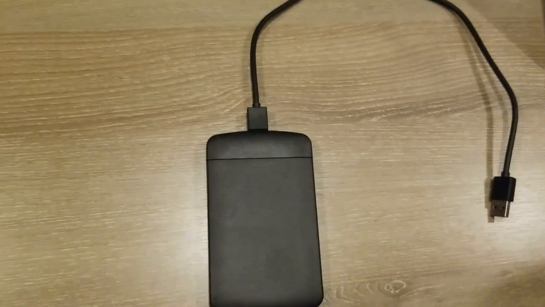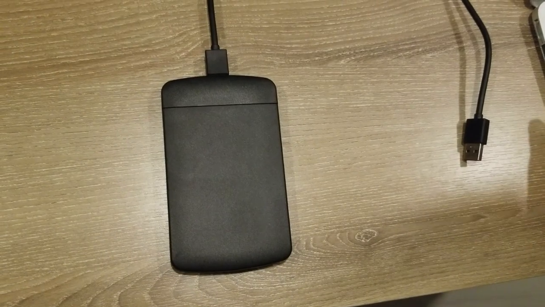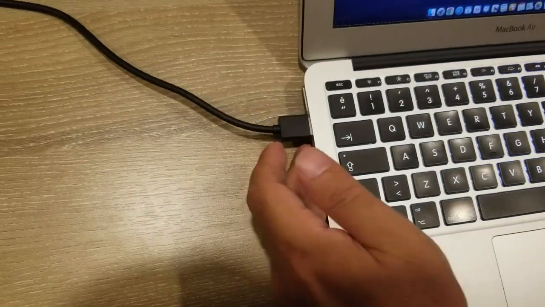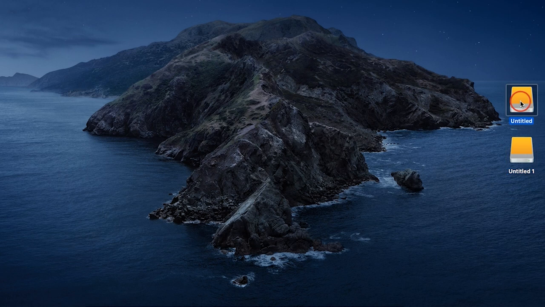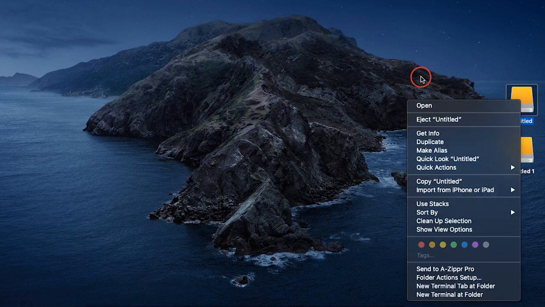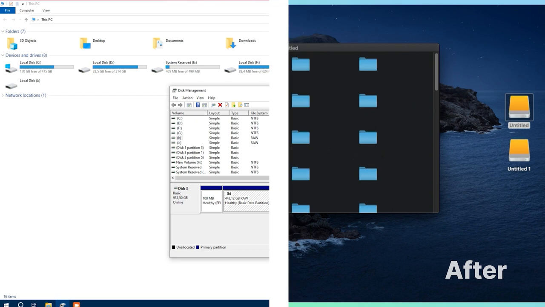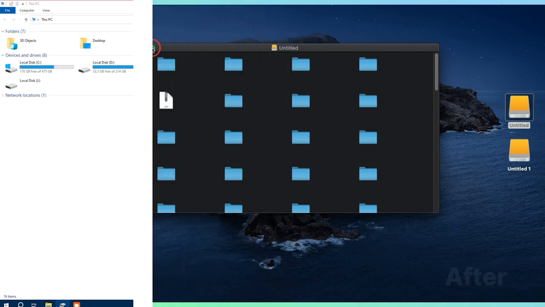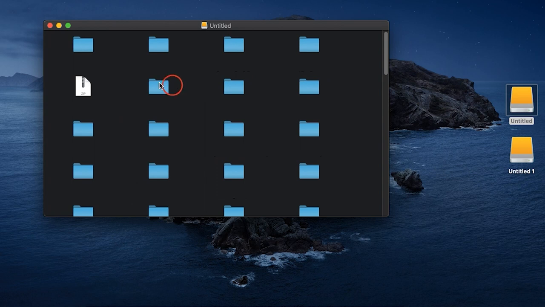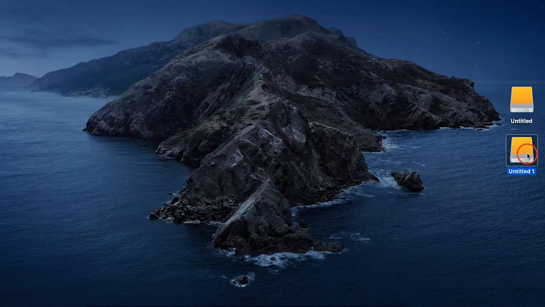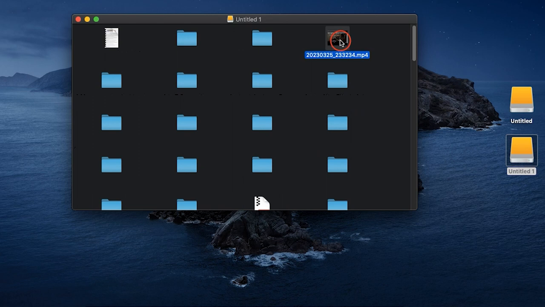So when I plugged into my Mac computer, as you can see, my Mac recognized the hard drive with its two partitions labeled Untitled for I partitions and Untitled 1 for J partitions. And when I open Untitled, for example, all my files and folders are in there. Same for Untitled 1, all my files and folders are in there as well. From here, I can copy all the important files to the desktop effortlessly. It was such a relief to know that my data was still intact and retrievable.